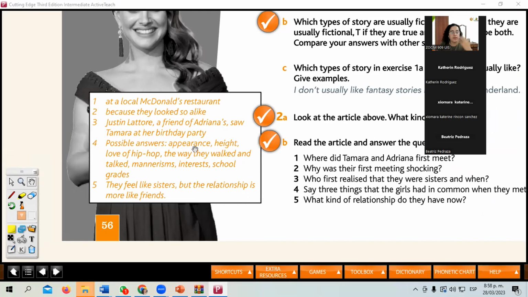Justin, so we have things in common: appearance, height, love of hip hop, the way they walked, mannerisms. So yes, what Beatriz said, interests, schools, and the last one, they feel like sisters, but the relationship is more like friends. All right, very good.